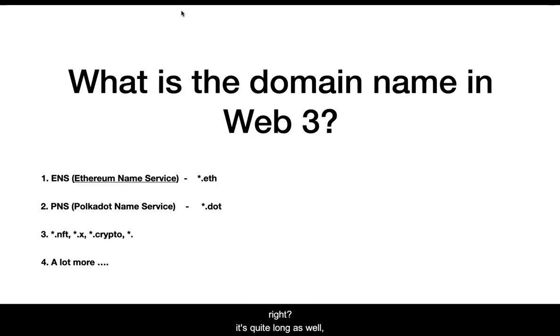So they have domain names, for example ENS, the Ethereum Name Service, where you can have something .eth. You have the Polkadot Name Service, like something dot. And there will be a lot of other name services, like something .nft, something .x, something .crypto. All of those are domain names. You can actually buy them, and a lot of the domain names are also NFTs, so they're unique, and there will be more coming out in the future.